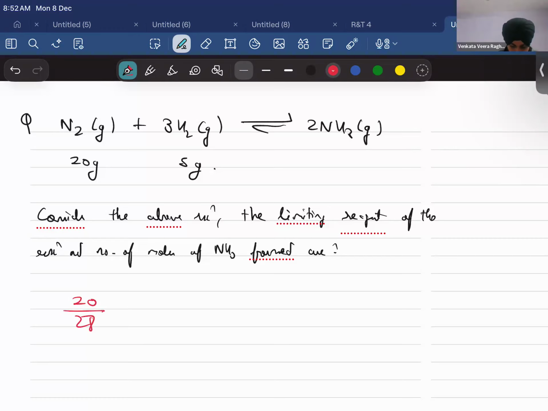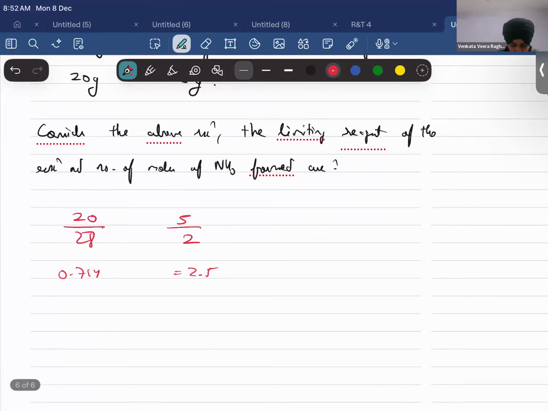So 20 by 28 is the moles of this. 5 by 2 is the moles of this, right? So this will be resulting in 2.5. And this will be resulting in how much? 20 by 28. It is 0.714. Yeah. And now these are the moles.